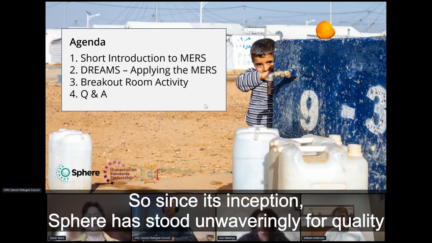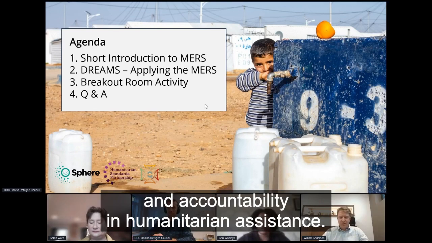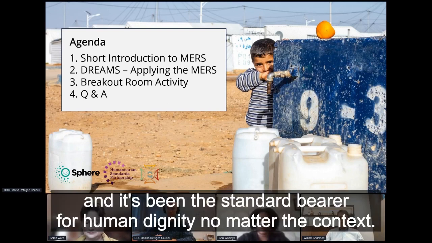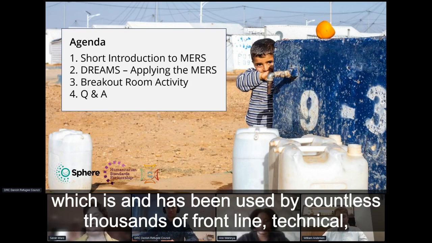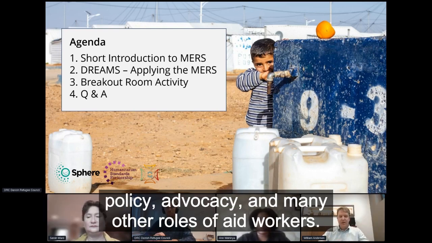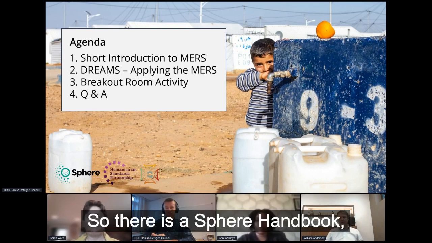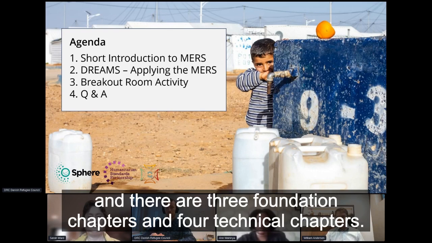Since its inception, Sphere has stood unwaveringly for quality and accountability in humanitarian assistance. It's been the standard bearer for human dignity, no matter the context, and through the Humanitarian Charter, it sets out a rights-based framework, which is and has been used by countless thousands of frontline, technical, policy, advocacy, and many other roles of aid workers. So there is a Sphere handbook. There are three foundation chapters and four technical chapters.